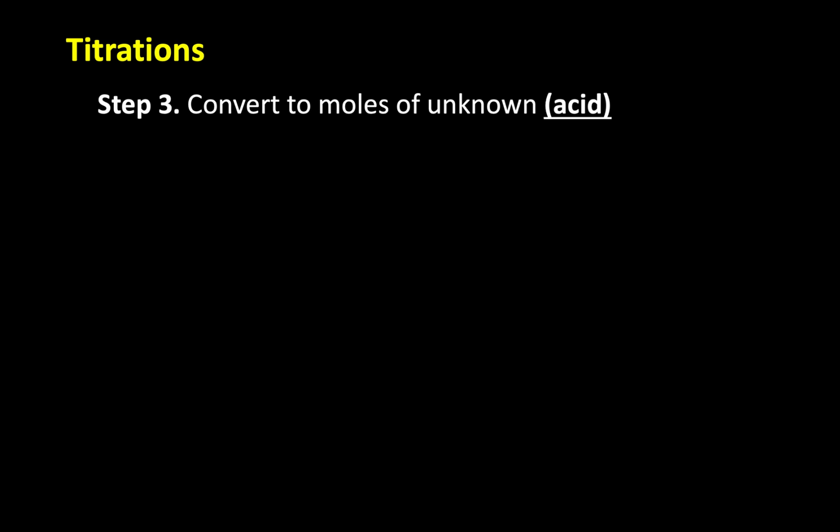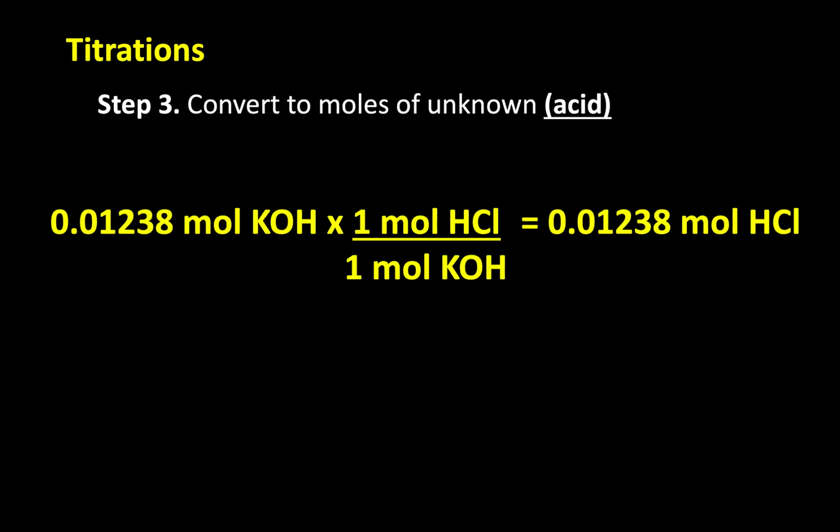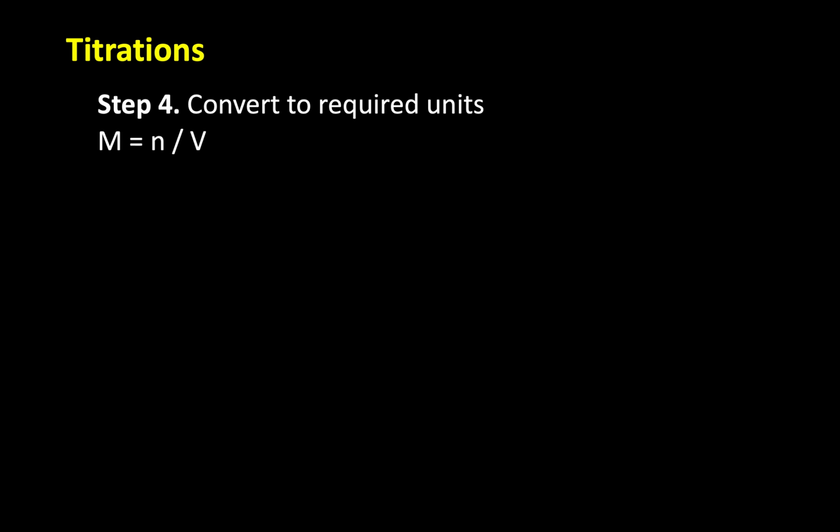Step three is to convert to moles of acid. You're going to use your balanced equation and just a little bit of stoichiometry to do this. Okay, so we can see that it's a 1-to-1 ratio with our HCl and our KOH, so it's an equal number of moles of base and moles of acid, so that's easy. Step four is to convert back to our required units. So all of these are very similar to our stoichiometry steps that we did earlier in the year.